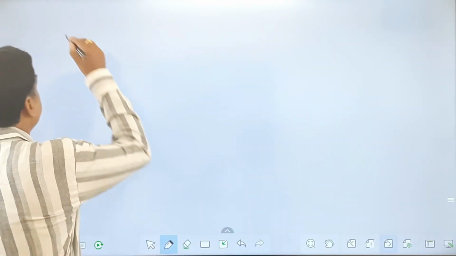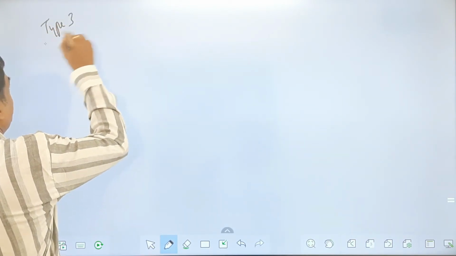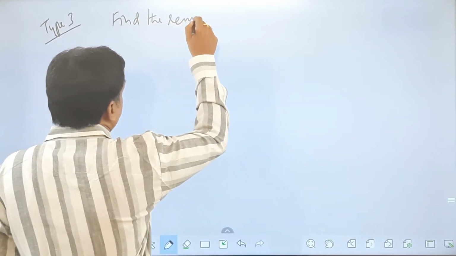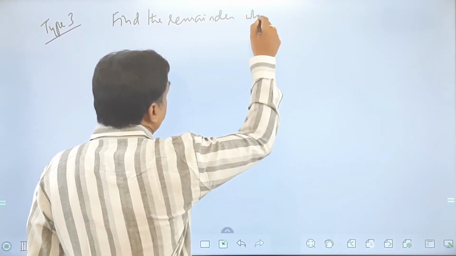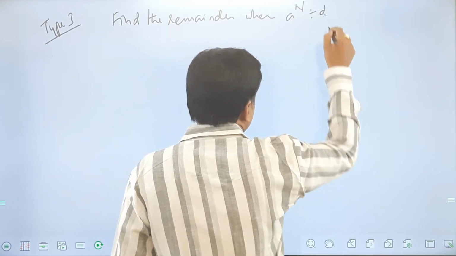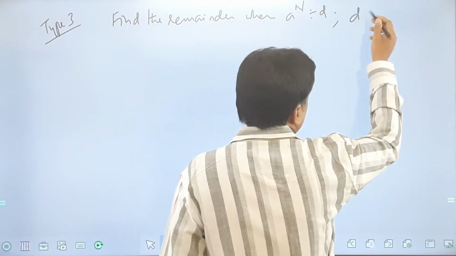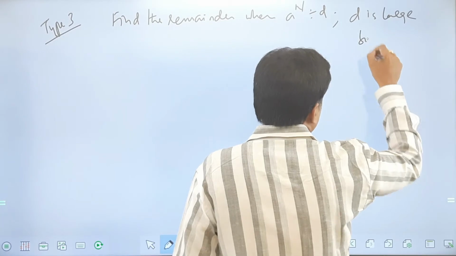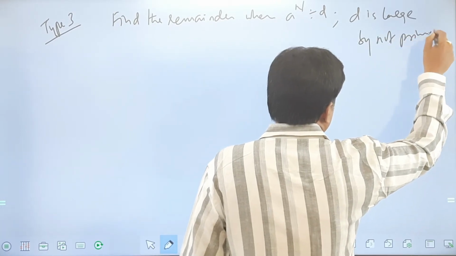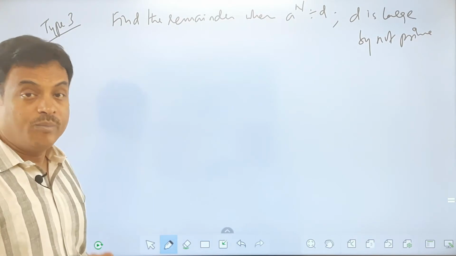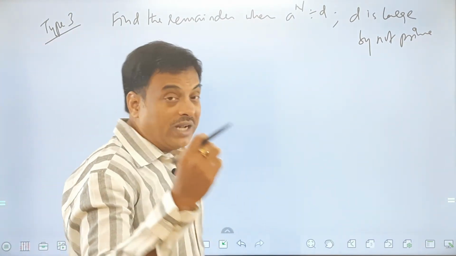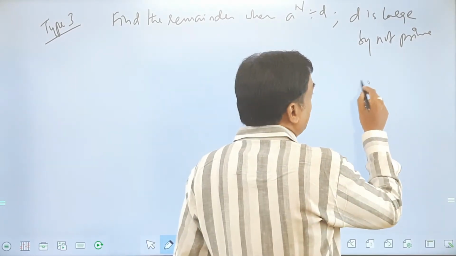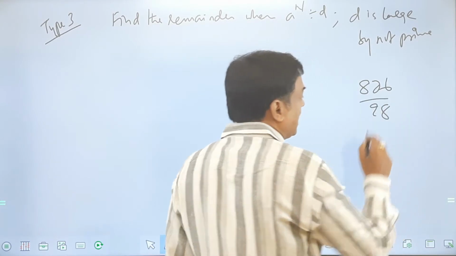Okay, now let us see what type 3 questions are, friends. Type 3 questions are again the same statement: find the remainder when a to the power of n is divided by d, but d is a large value, but not prime. D is a large value but not a prime number. I'll remind you of one small example so that you can understand. Suppose I have a number like 876 divided by 28.